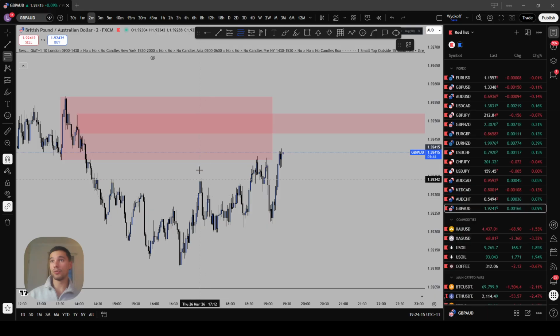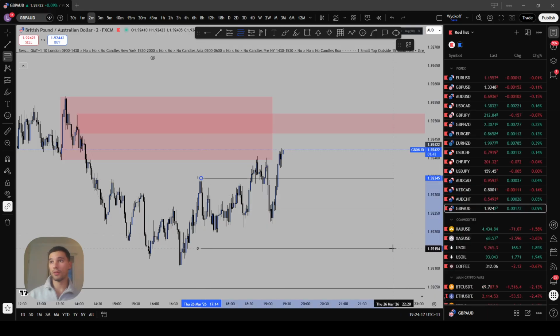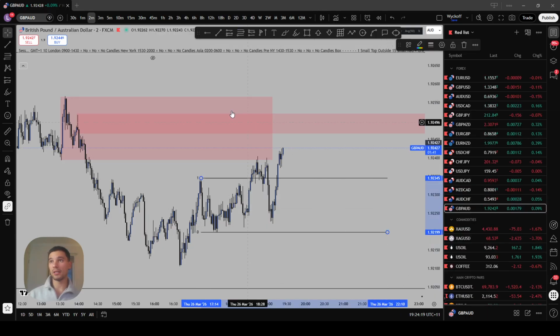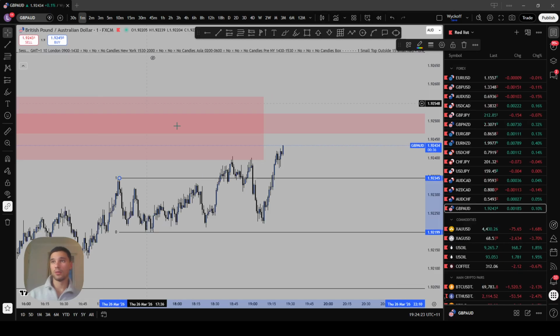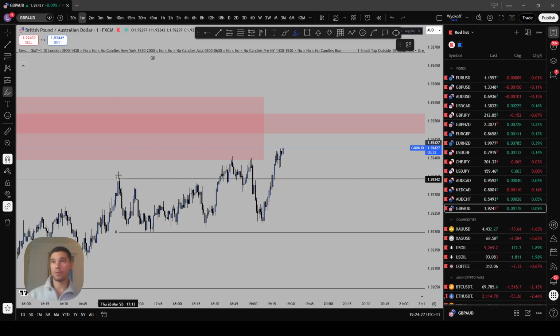So this is my new range. We do have refined supply above us, that is to take note of. You've got your tap 1, tap 2, and somewhere in here you will maybe get your tap 3.